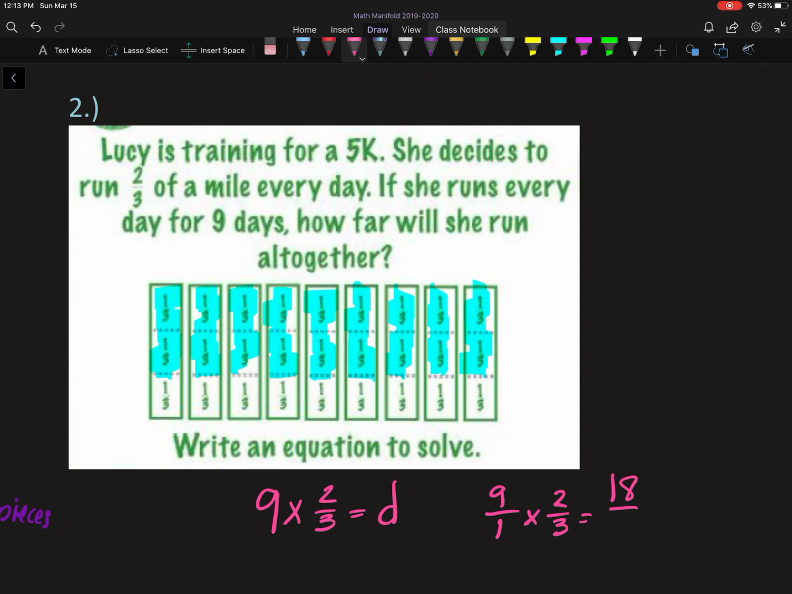If we set up our problem as 9/1 times 2/3, we end up with 18/3. I know that 3 goes into 18 6 times. So 18 divided by 3 is 6, 3 divided by 3 is 1, and then I'm left with 6 whole.